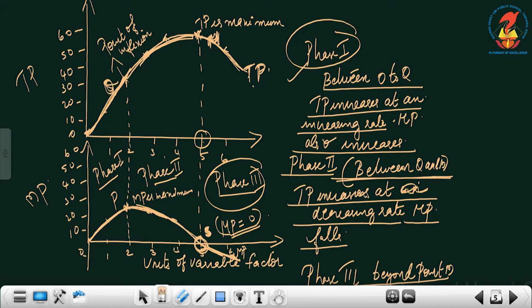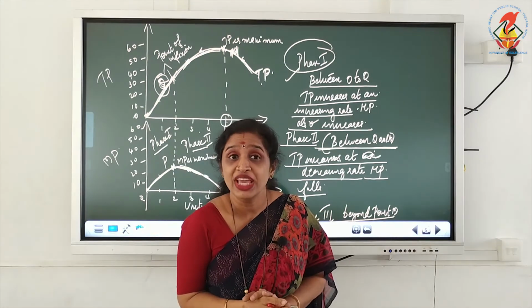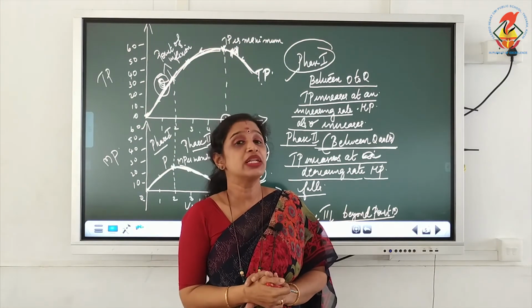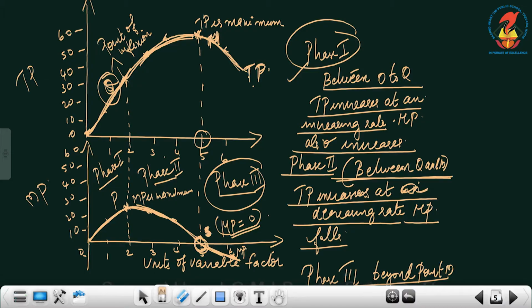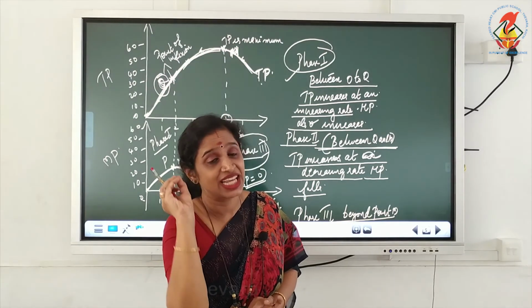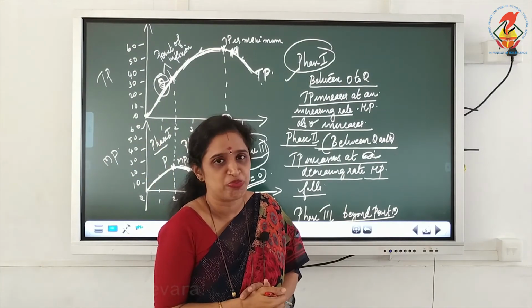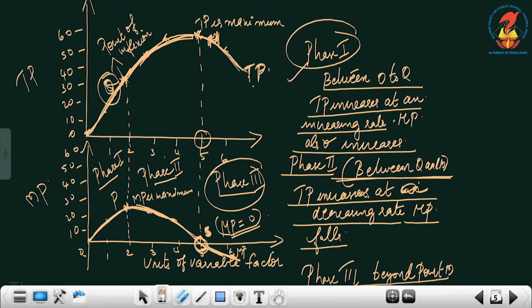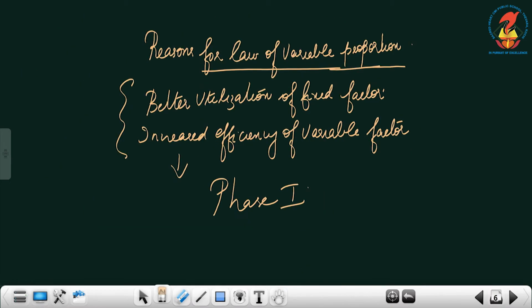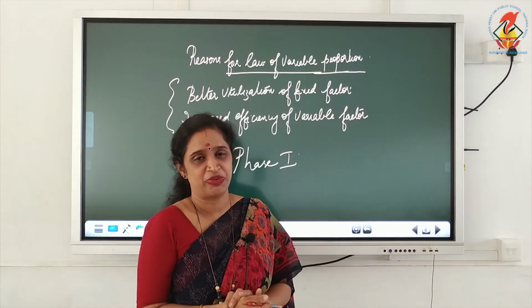Now you can find point Q. This point Q is the point of inflection. Why is it known as a point of inflection? Because it is that point from where TP is showing a change. That means TP is increasing but only at a decreasing rate, and it reaches the maximum at point M. So this is with regard to the three phases of the law of variable proportion.